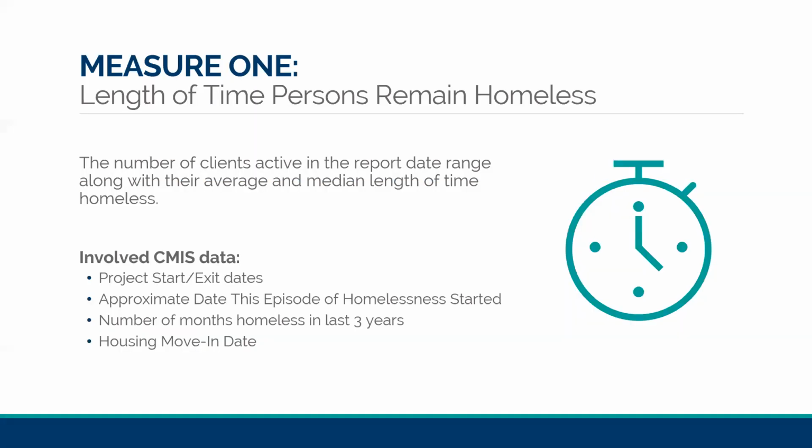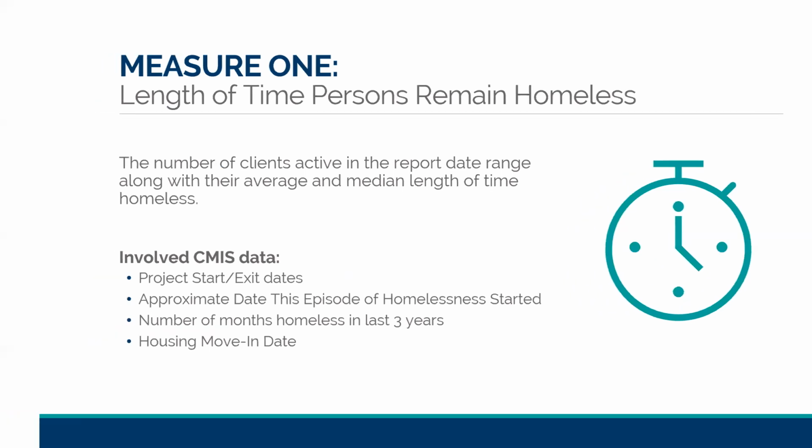Measure 1, length of time persons remain homeless, looks at the number of clients active in the report date range along with their average and median length of time homeless. CMIS data elements involved include project entry and exit dates, approximate date this episode of homelessness started, number of months homeless in the last 3 years, and housing move-in dates. Failing to update these data elements accurately can make it look like our state's homeless population is homeless for longer than they are before they are housed.